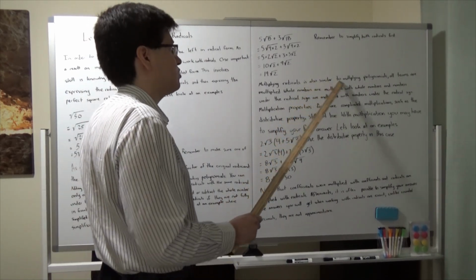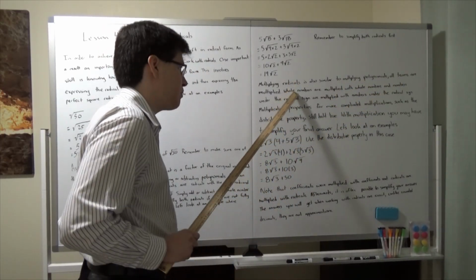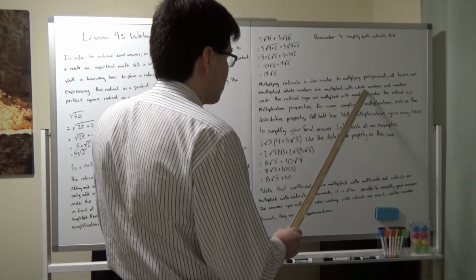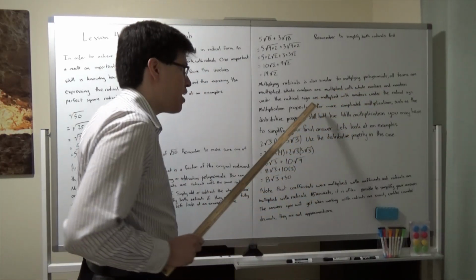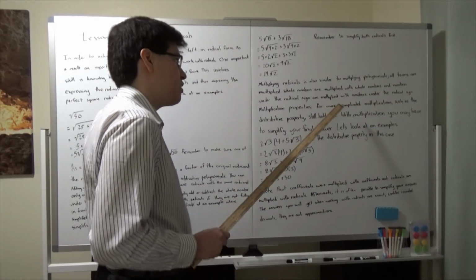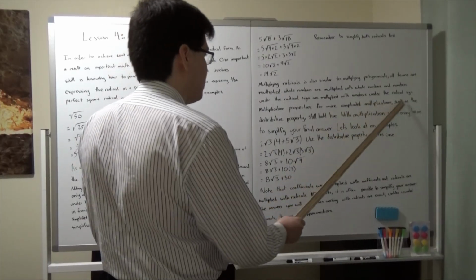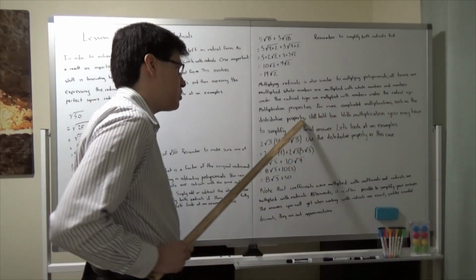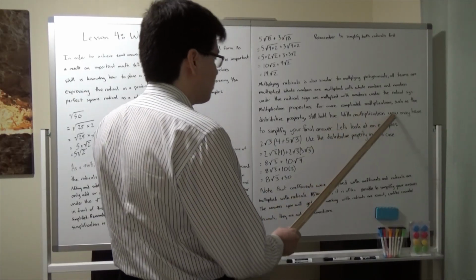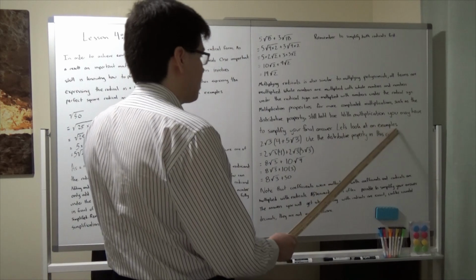Multiplying radicals is also similar to multiplying polynomials. All terms are multiplied. Whole numbers are multiplied with whole numbers, and numbers under the radical sign are multiplied with numbers under the radical sign. So we just went over that. Multiplication properties for more complicated multiplications, such as distributive properties, still hold true. With multiplication, you may have to simplify your final answer. Let's look at an example.